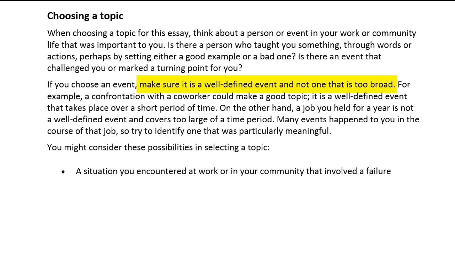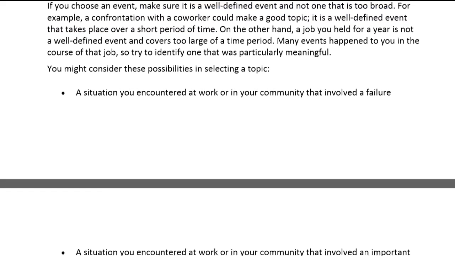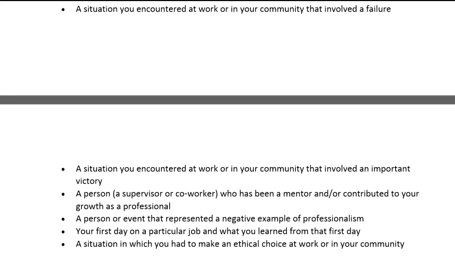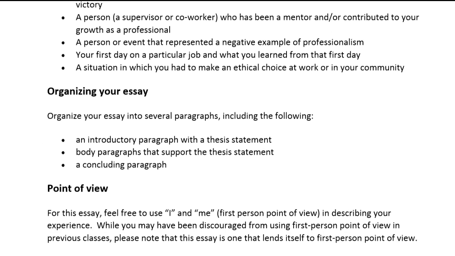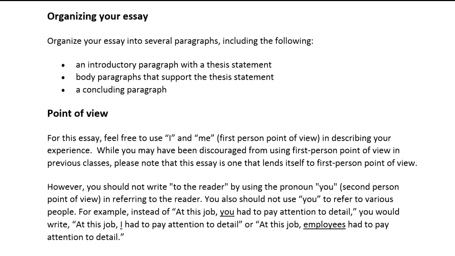Instead, you want an event whose beginning and ending occur over a defined and relatively brief period of time. Looking at the examples provided, you see that they all have a definite beginning, a definite end, and a definite meaning. Organization. For this assignment, it's important to remember that you're still writing an essay, not a short story.